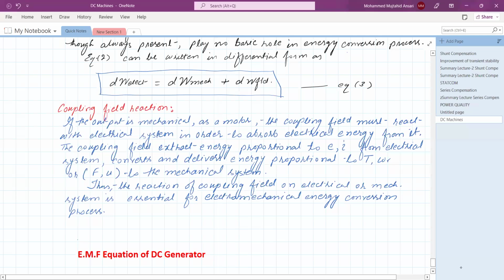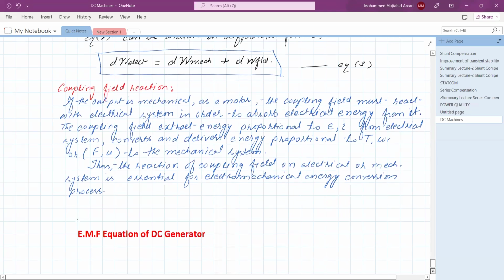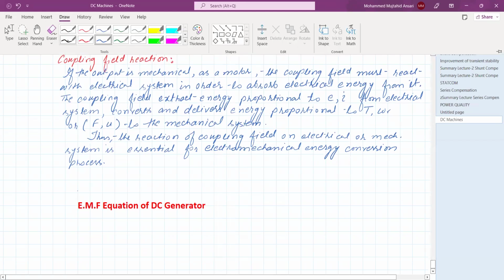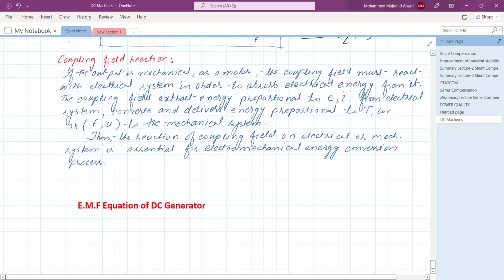Now we will consider the EMF equation of the DC generator. We have already discussed the construction of the DC generator, so we will not discuss its construction again. Directly we will consider some parameters, and from these parameters we are going to derive its equation.